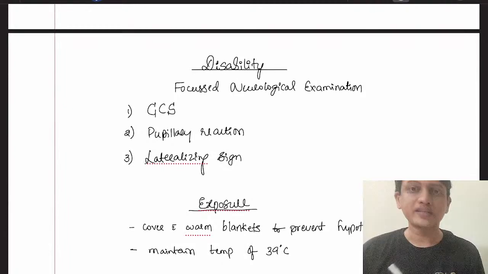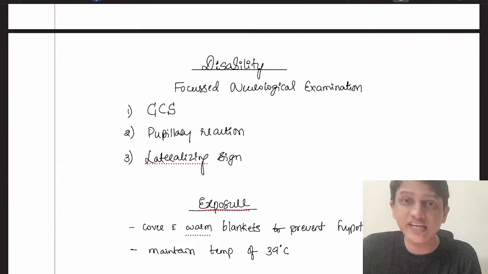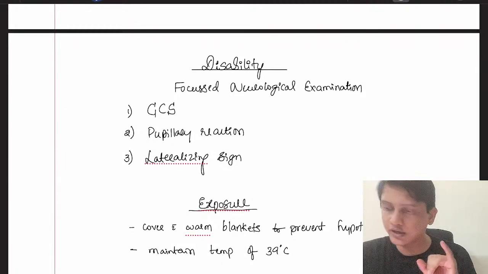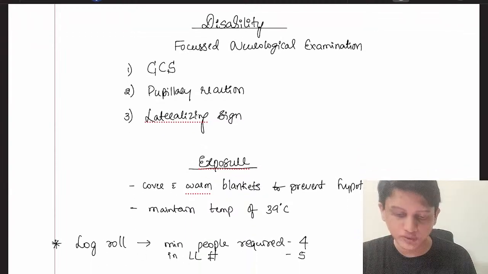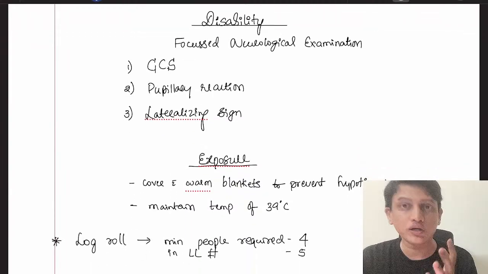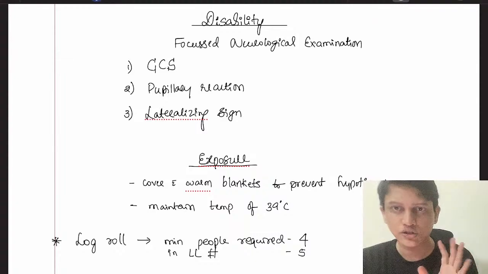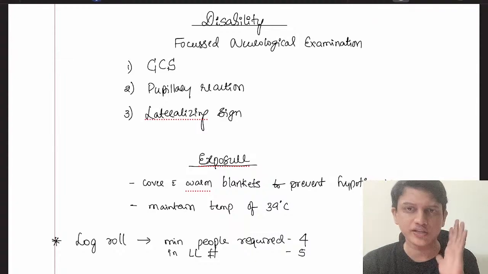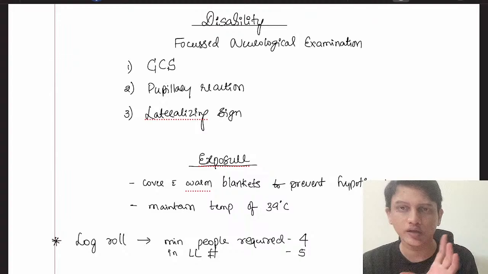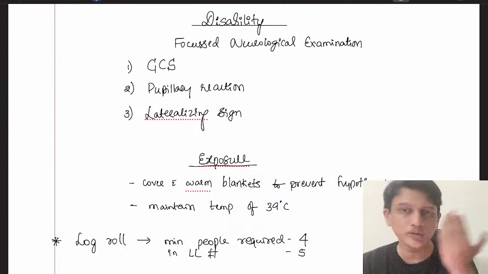Okay. Next, ABC is done. Then is D. Correct. ABC, airway, breathing and circulation, done. Then the fourth part is disability. We are referring to the neurological deficits. So initially you do only a focused, limited neurological examination. The entire detailed examination you can do in the secondary survey.